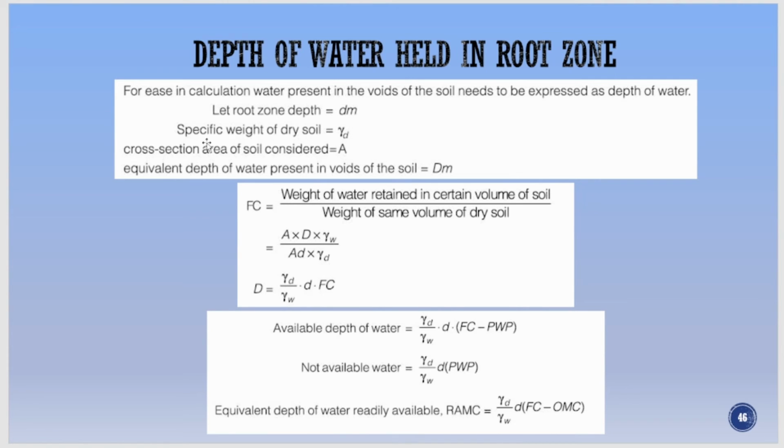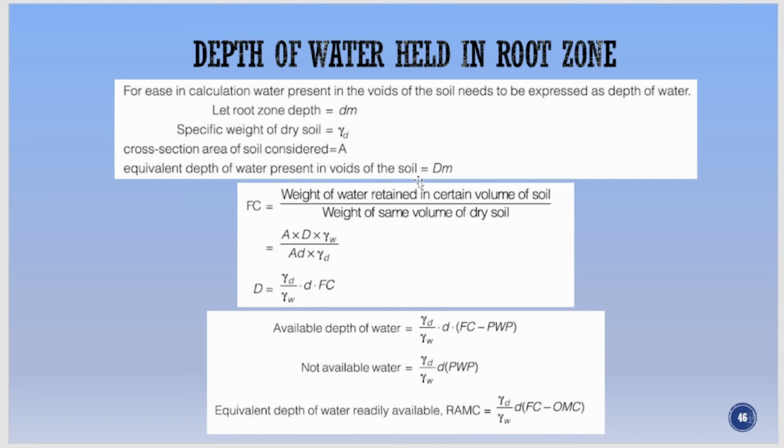So that is the depth to which the roots of that plant may grow at maximum. Now we already know the specific weight of dry soil, which is called gamma d. We know the unit weight in terms of saturation, bulk density and dry density. In geotechnical engineering you call it unit weight. So the specific weight of dry soil we call gamma d. Let us take a cross sectional area, a small patch of soil, which will be considered as A, and the depth of water present in the voids we'll call capital D.